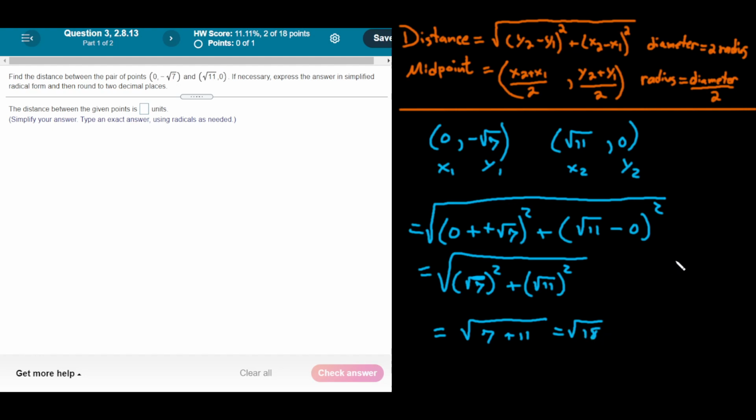And let's see if we can break down the 18. So we have the square root of 18. We're going to put an imaginary 2 here. What times what will give you 18? You can use any numbers you like. I'm going to choose 9 times 2.